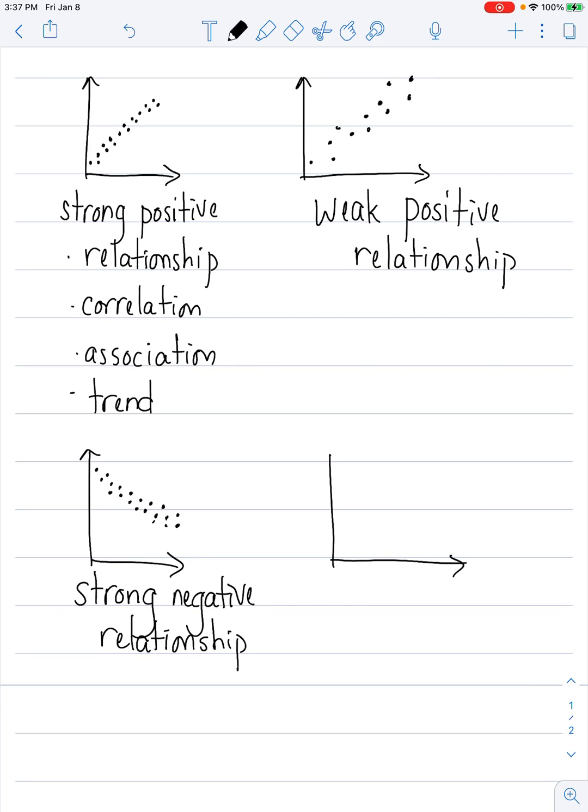And then it could also, just like the dots up here, if the dots are a little bit farther apart, but they still look like they're decreasing, or like a line with a negative slope, you say this has a weak negative relationship.